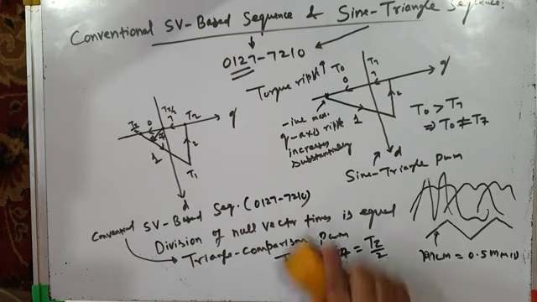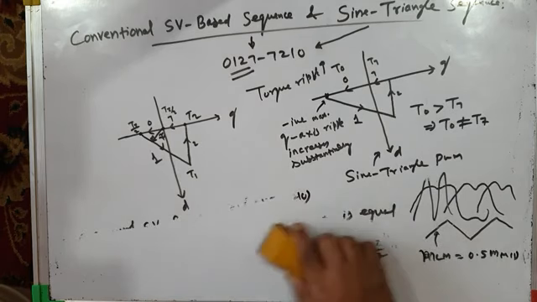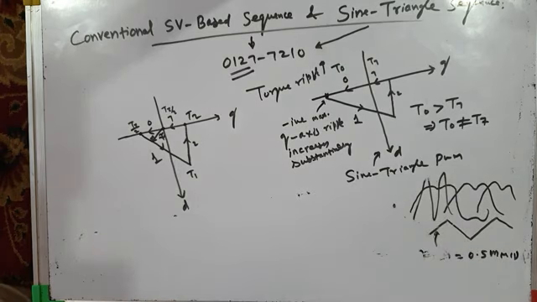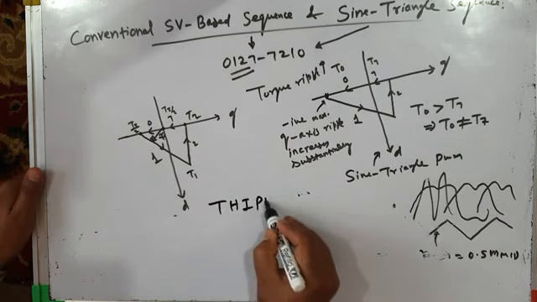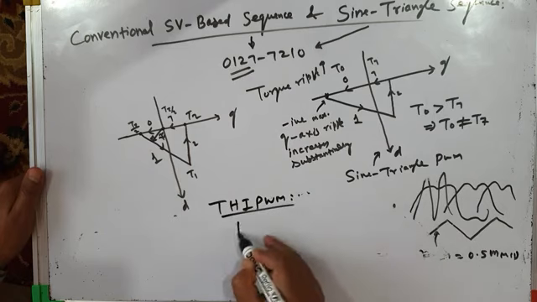Okay, in triangle comparison PWM technique, there is one third harmonic injection PWM. THI PWM means third harmonic injection PWM.